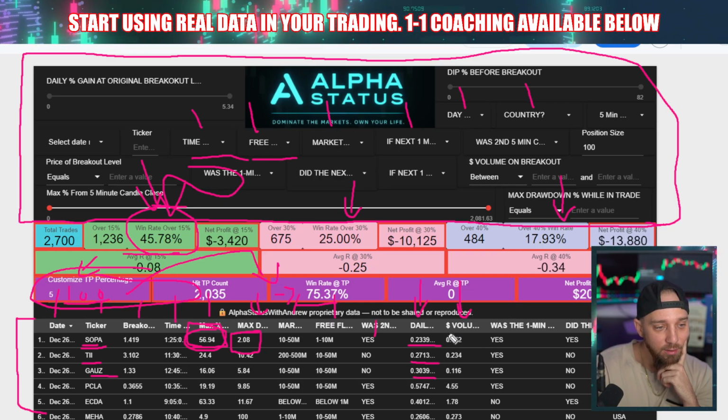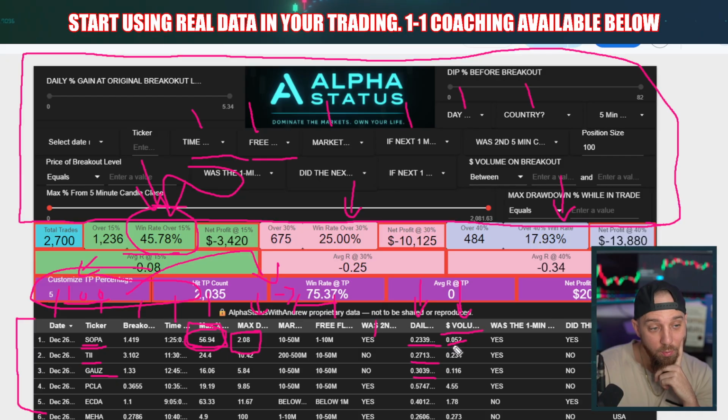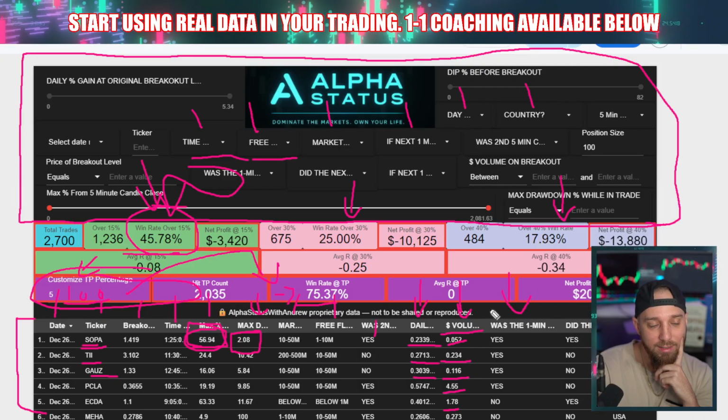Right here, you can see the dollar volume on the 5 minute candle when the stock broke out. And this is going to be like 52,000 right here. So 0.052 is 52,000. 0.234 is 234,000. 116,000. This is 4.55 million. So you can easily see how much volume is going through these stocks. Does the 1 minute candle close green, etc., so on and so forth.